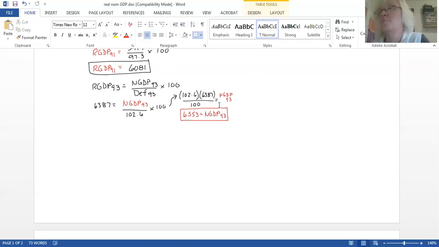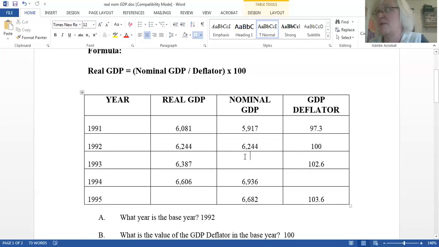All right, so here we go. And so nominal GDP 93, then I got 6553. So let me go back up here and I'm going to enter 6,553. Okay, there we go. Now we've got 3 full rows filled in.